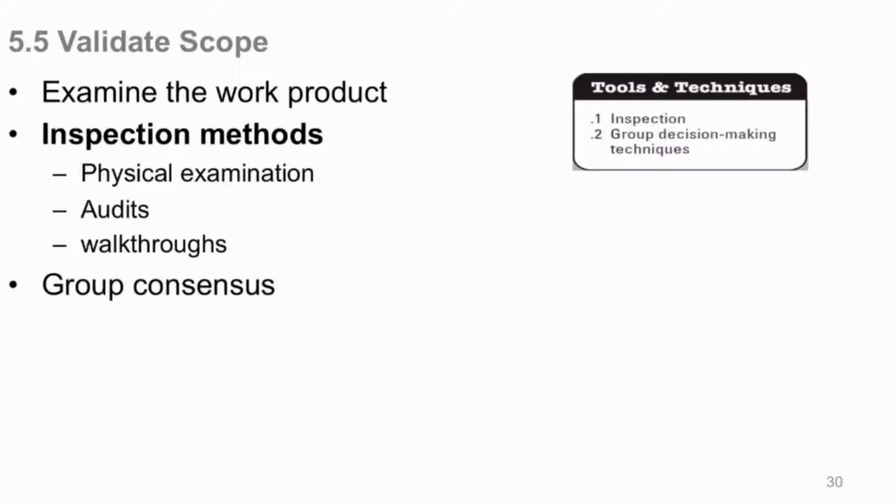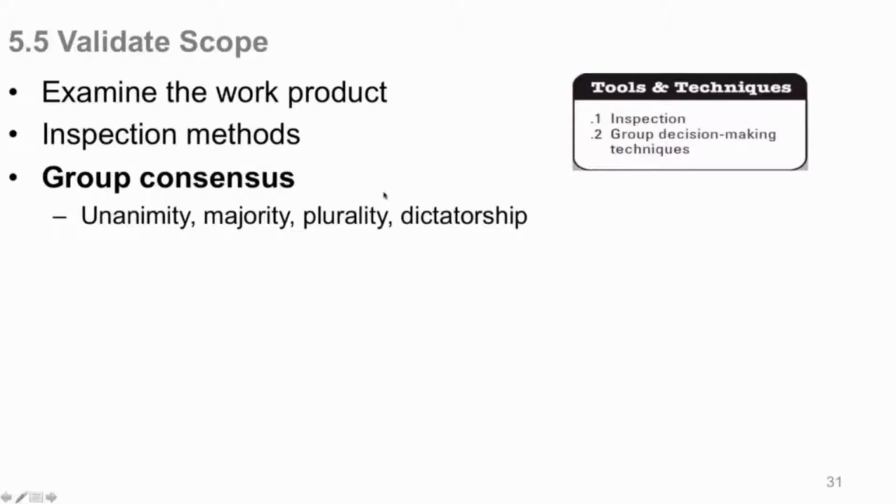Your inspection methods, by the way: physical examination, if it's a tangible product, you pick it up and look at it. You may need to audit things or do walkthroughs, like code walkthroughs, functionality audits, whatever it might be to inspect it. Group consensus, again, you get your voting, your plurality, or your dictatorship might just be, no, you give it to them. Whatever's appropriate in your project, you've got to be good with.